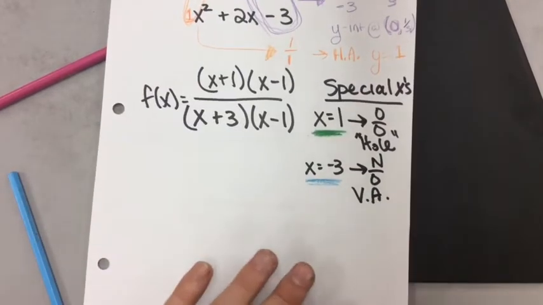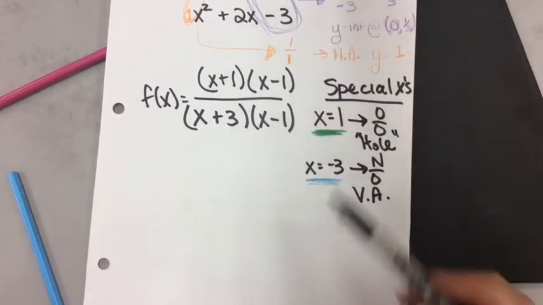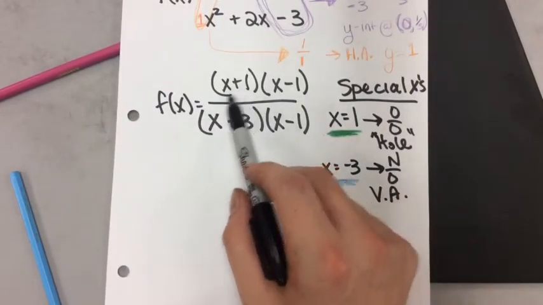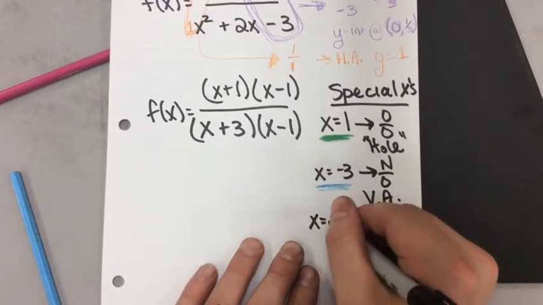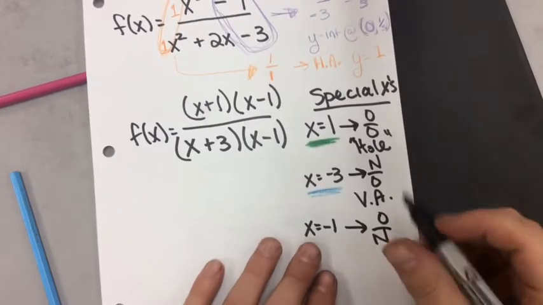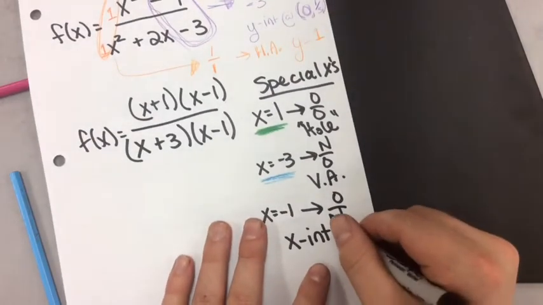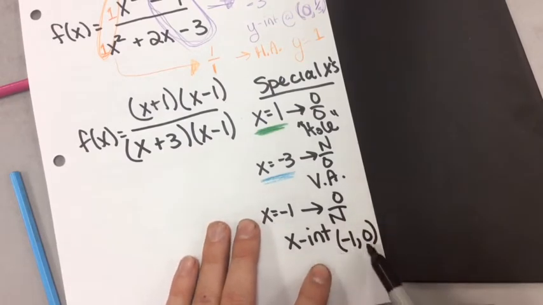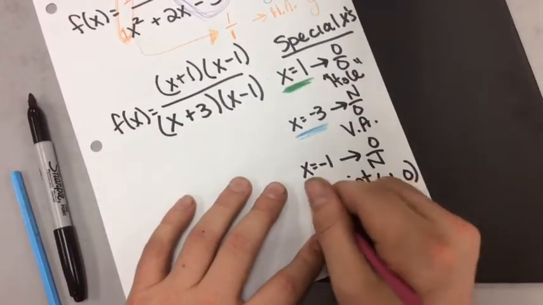I have one more special x. And we haven't talked about this yet, and this is one of the new parts. Just like we had the y-intercept up here in purple by circling our constants, if we have a factor up here that only makes the top equal 0, so if x equals -1, that only makes the top 0, which implies an x-intercept at -1, 0. For x-intercepts, the y component is always 0. I'm going to color this pink.